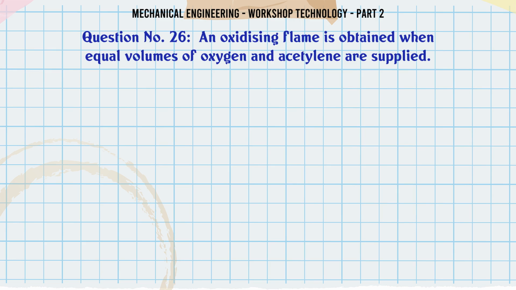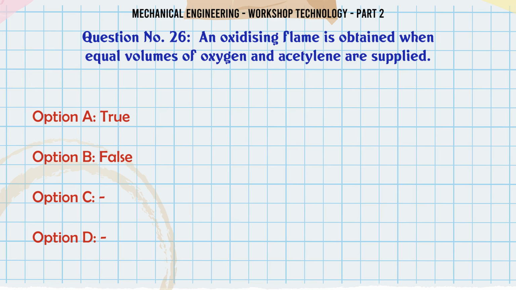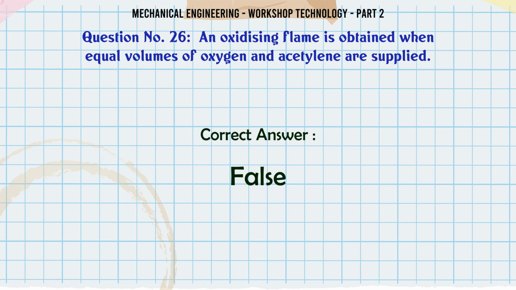An oxidizing flame is obtained when equal volumes of oxygen and acetylene are supplied. A. True, B. False. The correct answer is false.